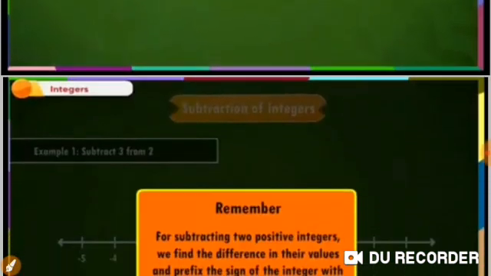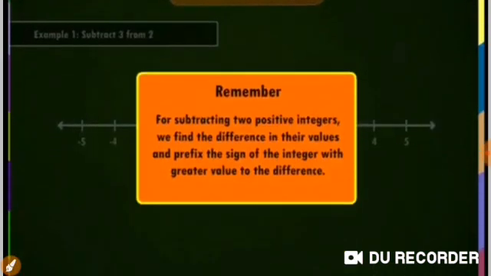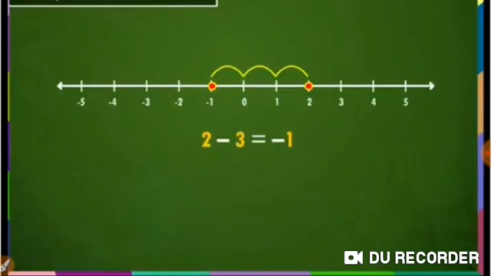Now remember, for subtracting two positive integers, we find the difference in their values and prefix the sign of the integer with greater value to the difference. Now these two are positive integers, right? So what do we do? We subtract them but put the sign of the bigger integer. Here it is 3, right? 3 is a bigger integer, but now its sign is minus, so the answer will be minus as well. So it is minus 1.